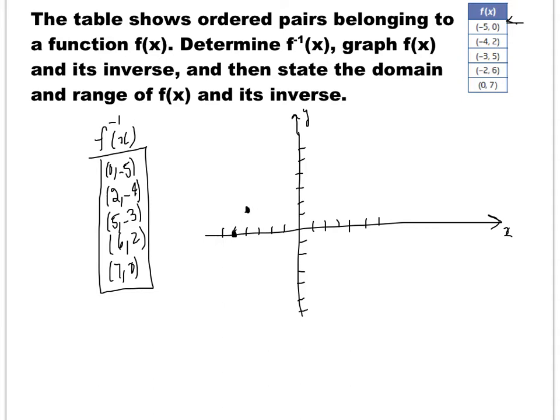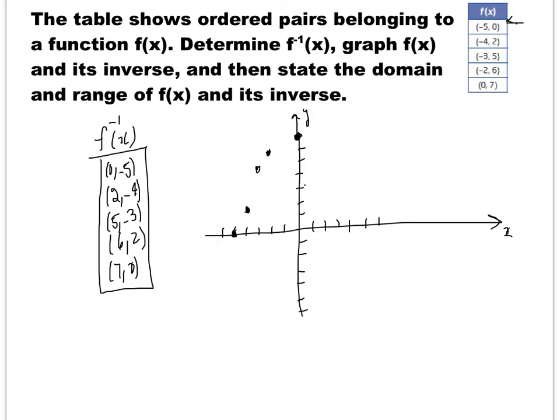If it's negative 3, it's 5, so it's going to be somewhere around here. And if it's negative 2, it's 6, so it's going to be somewhere around here. And if it's 0, it's 7, so it's going to be somewhere around here.